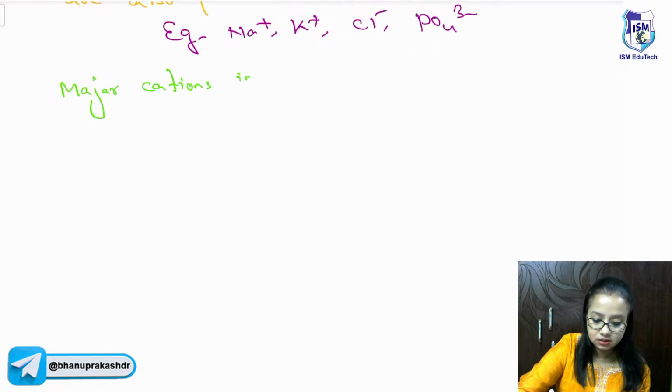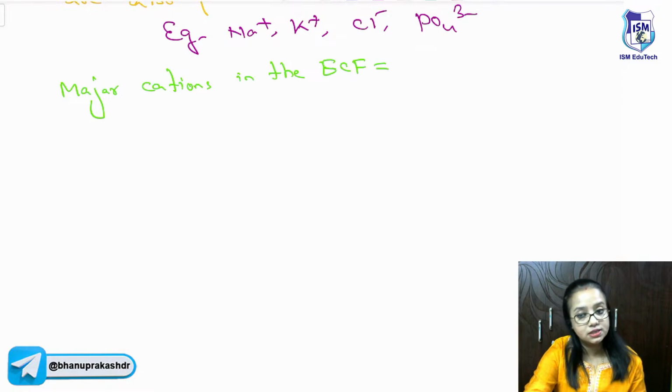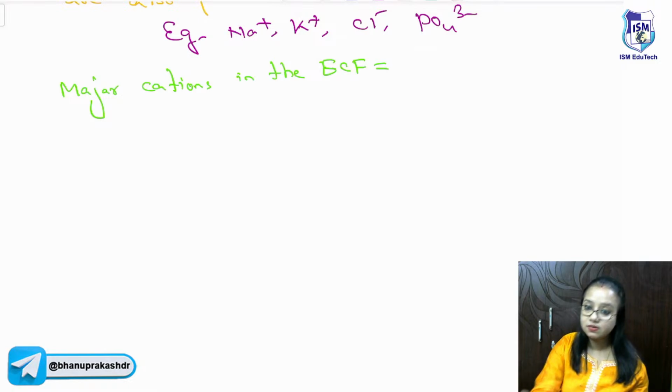The major cations in the ECF, that is the positively charged particles, the predominant ones. Remember, these are all present in the ECF and ICF, but not all are present in equal quantity. Some cations are more in the ECF, whereas some cations are more in the ICF. Same, some anions are more in the ECF, some anions are more in the ICF.